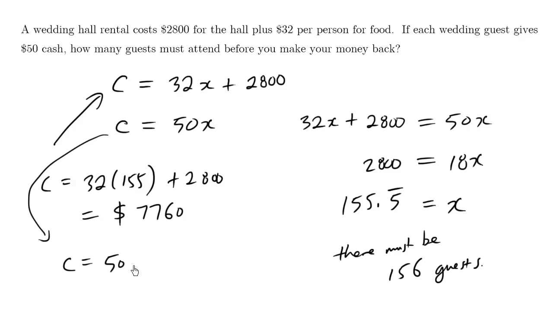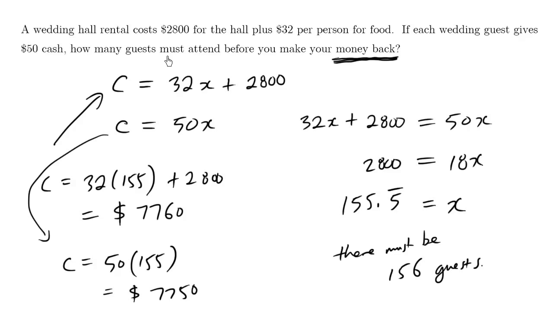whereas the money coming in, so we're going to focus on the second part now, is going to be 50 times the number of guests, where we said it's 155. Let's see what happens. Using your calculator, the money coming in is going to be $7,750. You can see that we're short a bit. To actually make our money back, we need to be in the positive, not at a deficit. We're going to have to go up one more person, which is 156.